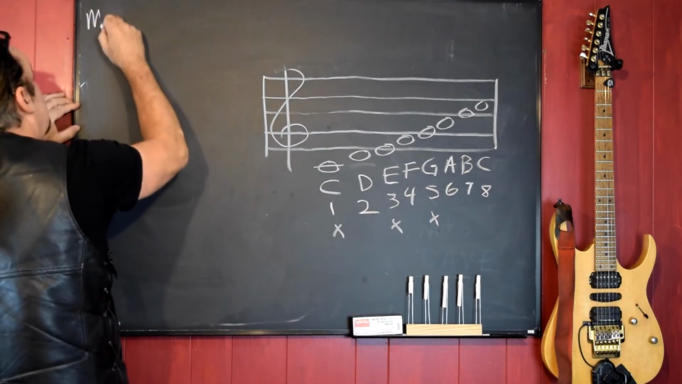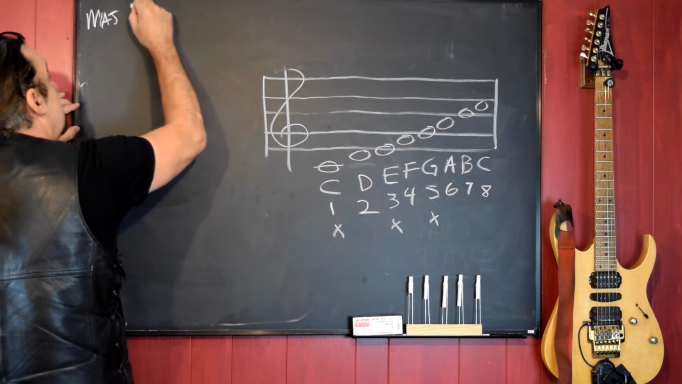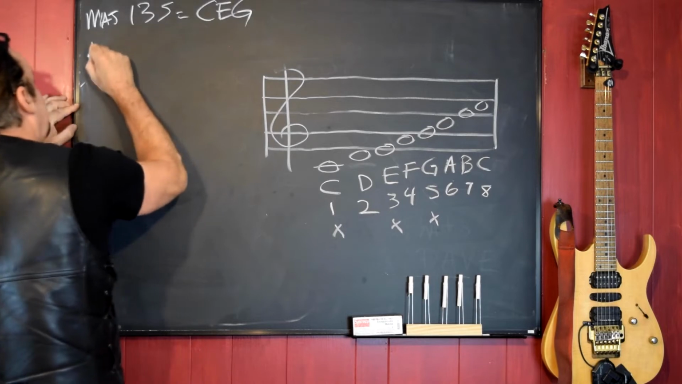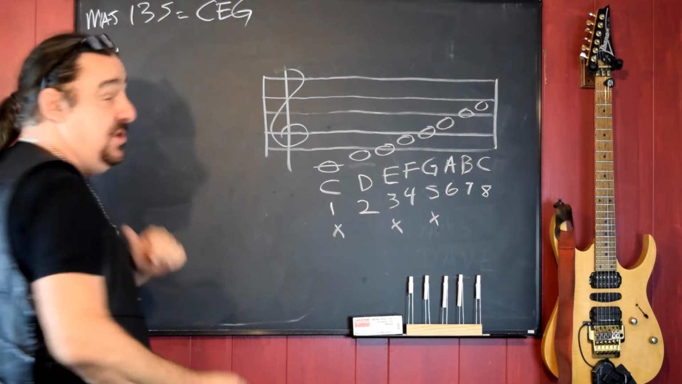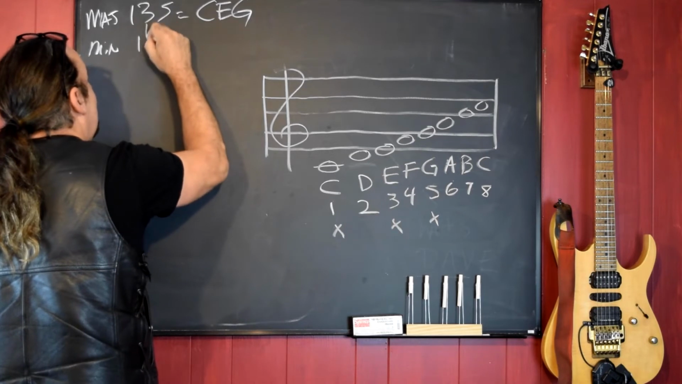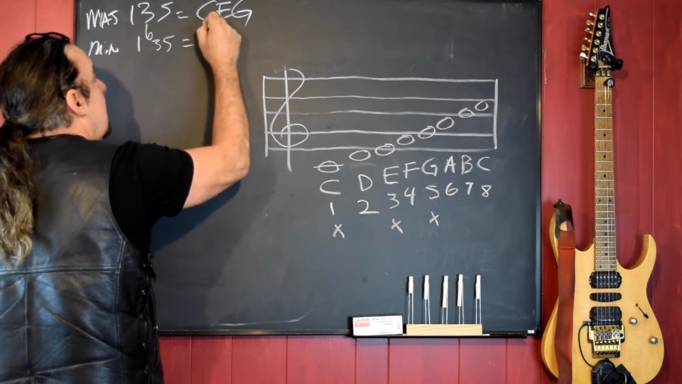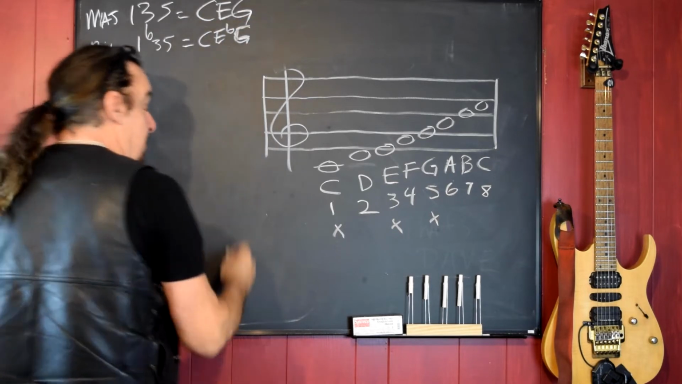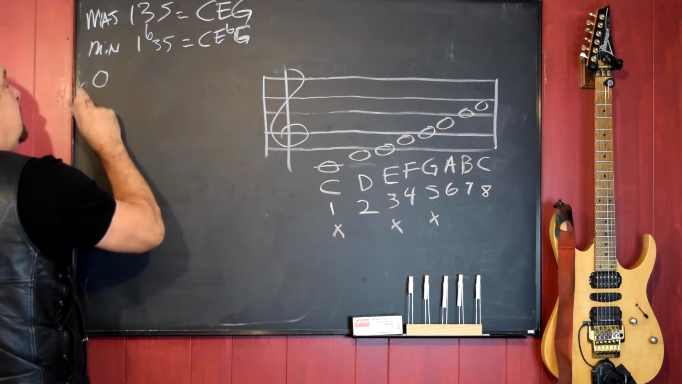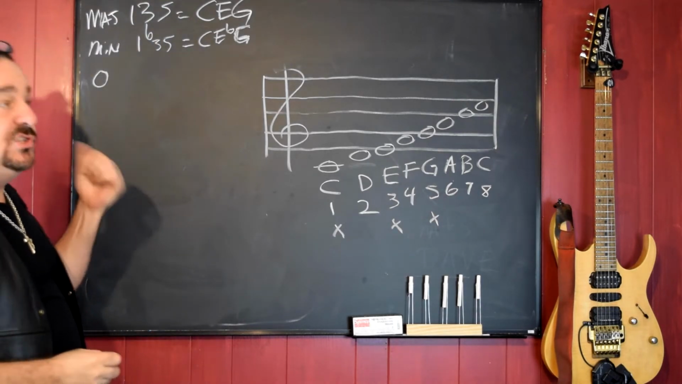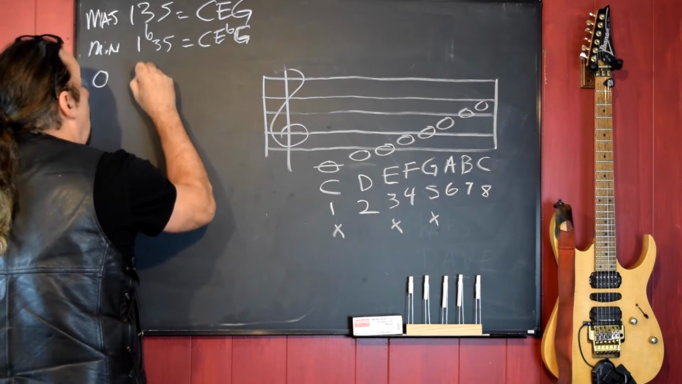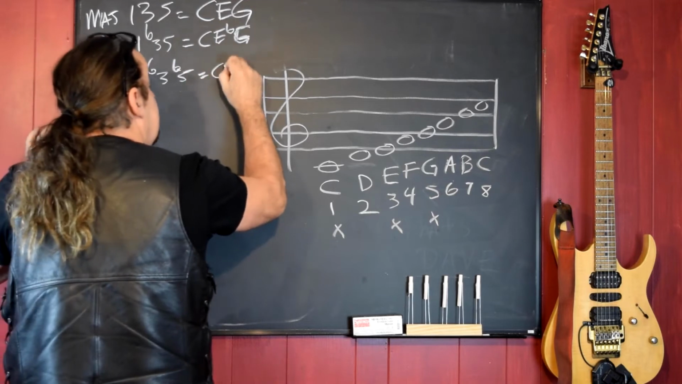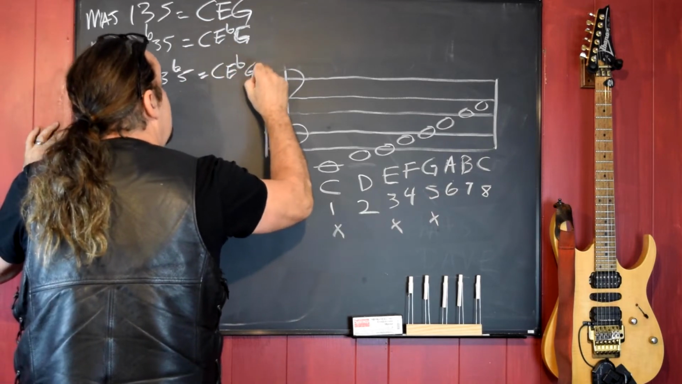So major, I'm just going to put M-A-J. Major is 1, 3, 5, or C, E, G. Minor, and I get to abbreviate. Minor is 1, flat 3, and 5. Yes, C, E flat, and G. All right. A diminished chord usually is determined by, when you write it on a page, a circle. That's how we write it. It's 1, flat 3, and flat 5, which is C, E flat, and G flat.